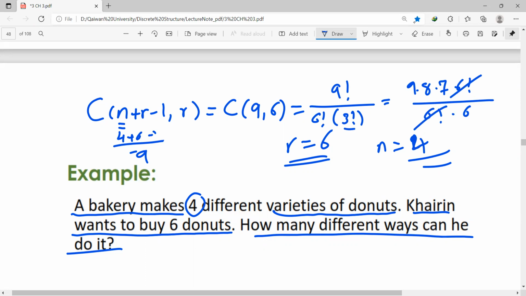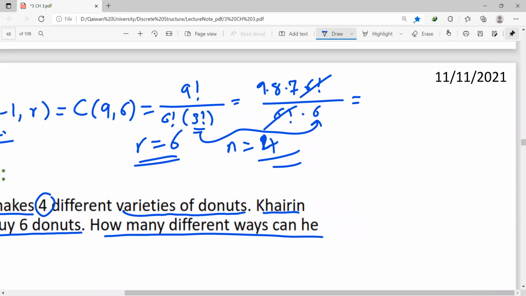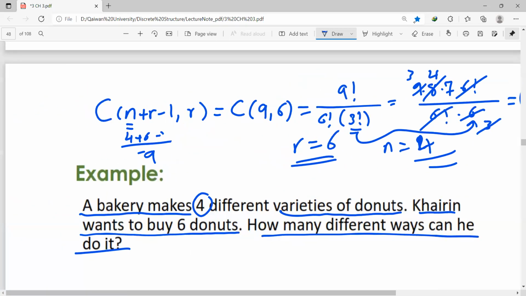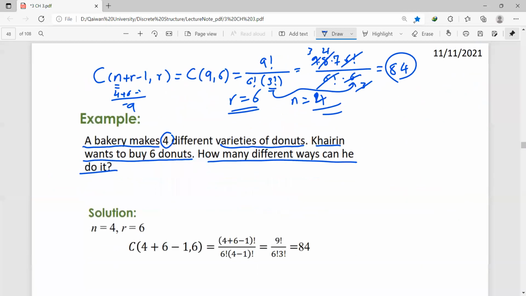The 6 factorials are cancelled. Here 3 factorial is 6, and these two are cancelled out. This becomes 3 and this becomes 4, and here these two also become 3. 3 times 4 is 12, times 7 is 84. So the result is 84. That means those 6 donuts could be chosen from those 4 types in 84 ways. Okay, this is the result.